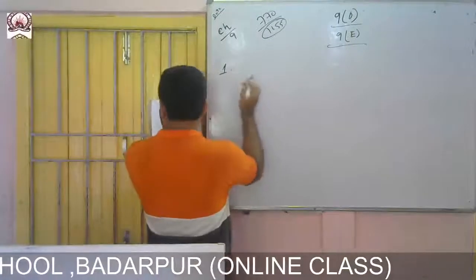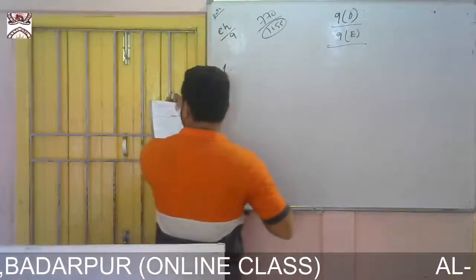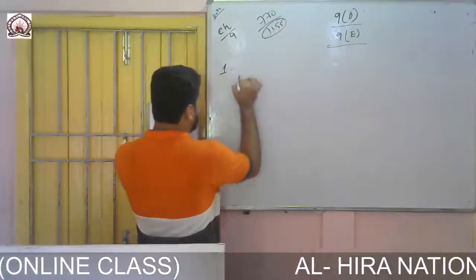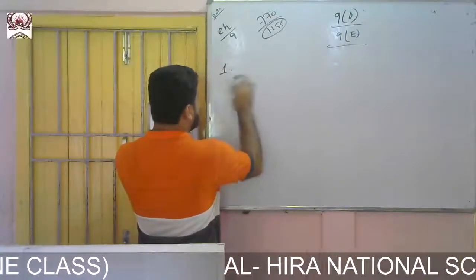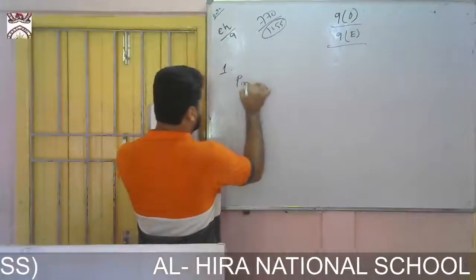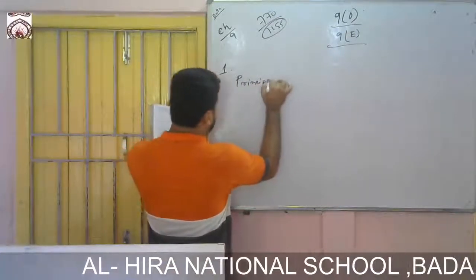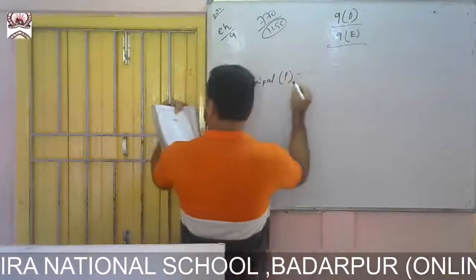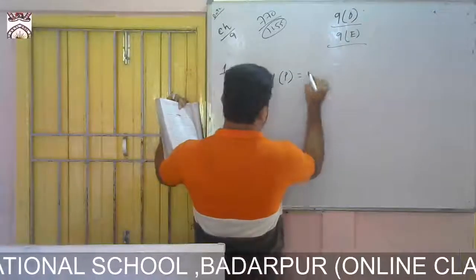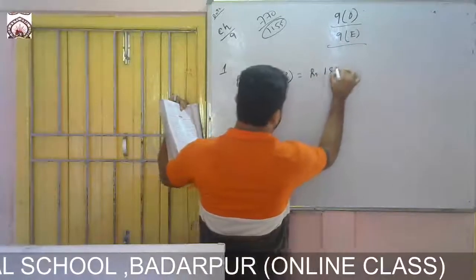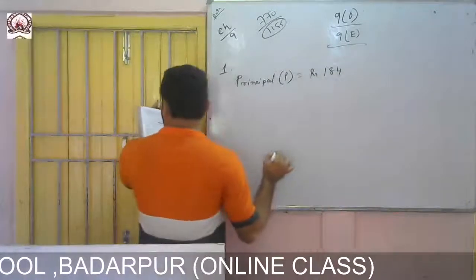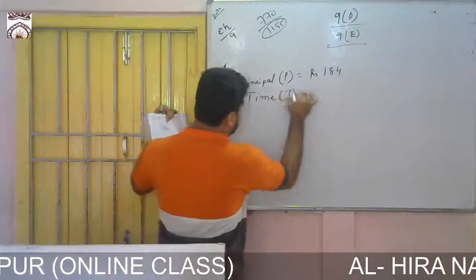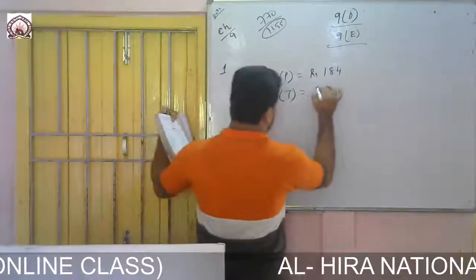So the first one, rupees 184, will be treated as the principal. So first you write like this: principal, in brackets P, equals rupees 184. Then time, in brackets T, equals 2 years.